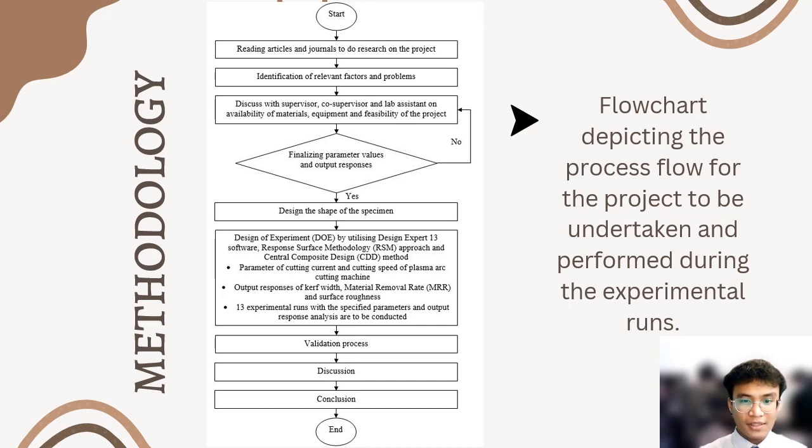Parameters are cutting current and cutting speed of the plasma arc cutting machine. Output responses are kerf width, material removal rate, and surface roughness. 13 experimental runs with the specified parameters and output responses analyses are to be conducted. The next is the validation process, and the next one is discussion, and then conclusion, and then the experimental run will end.